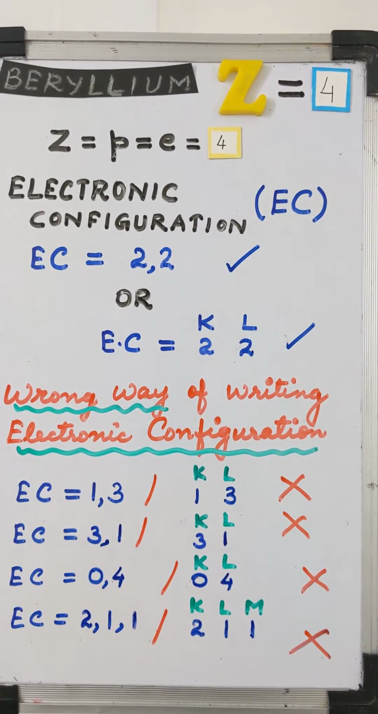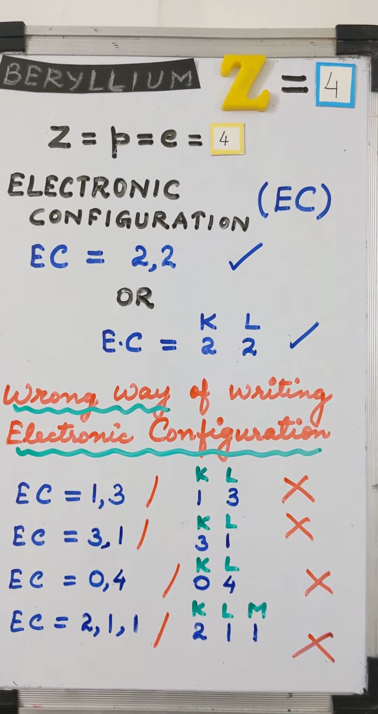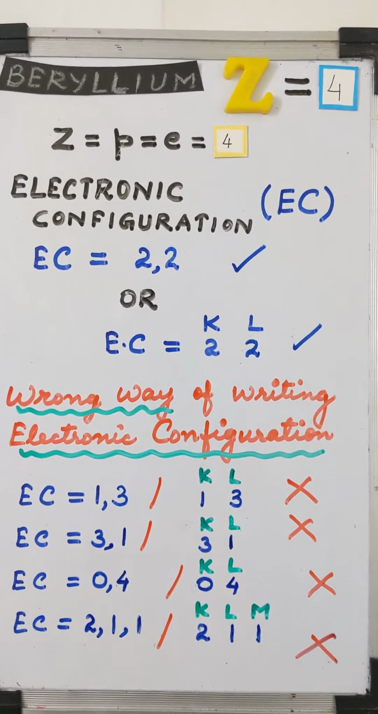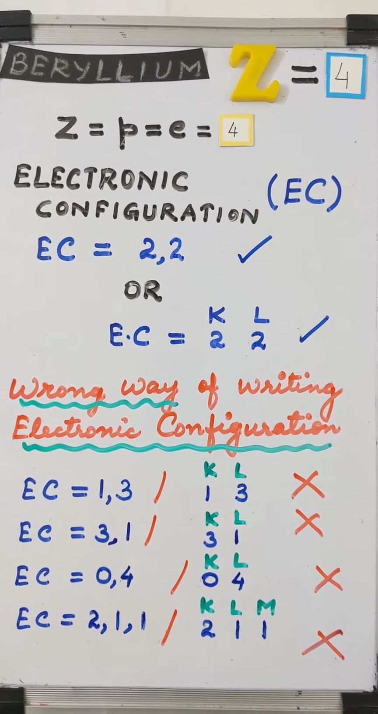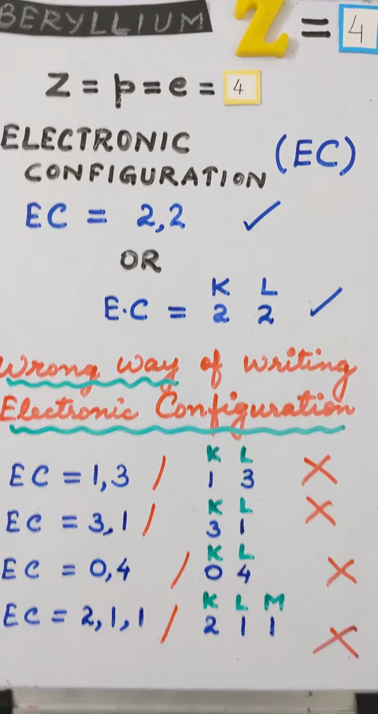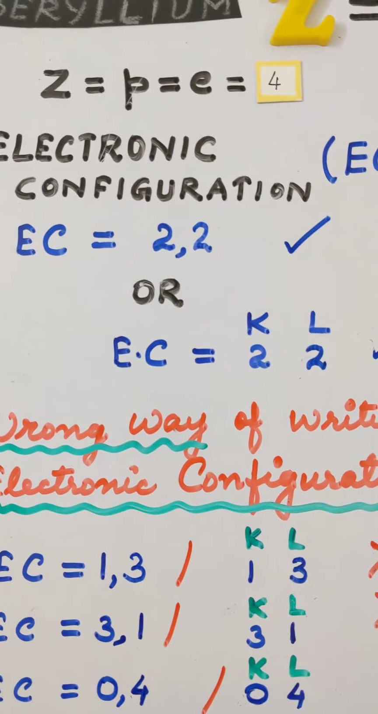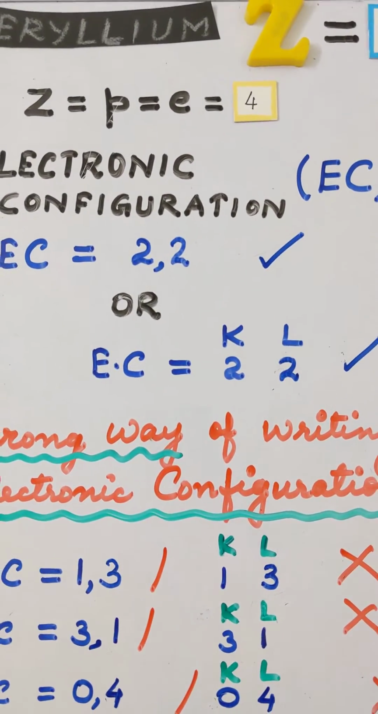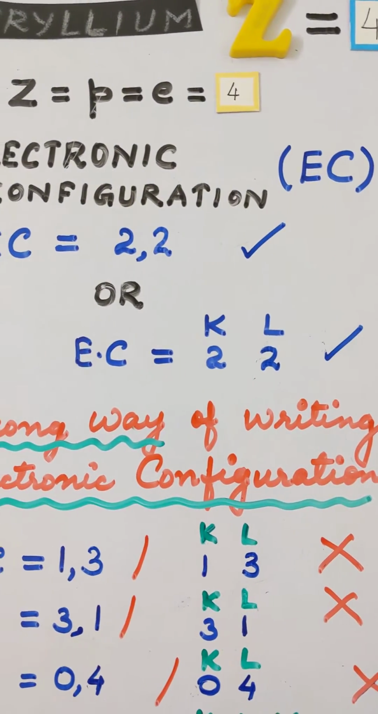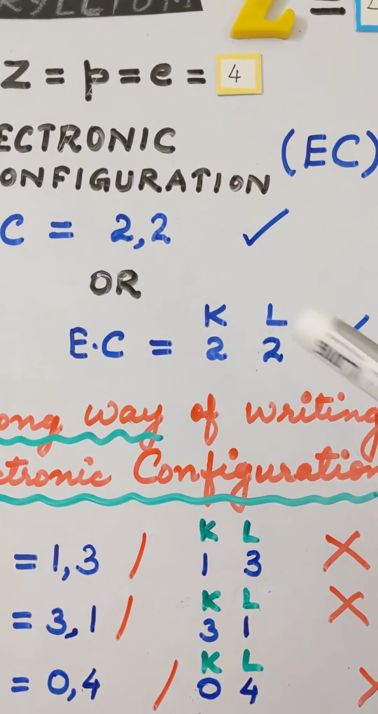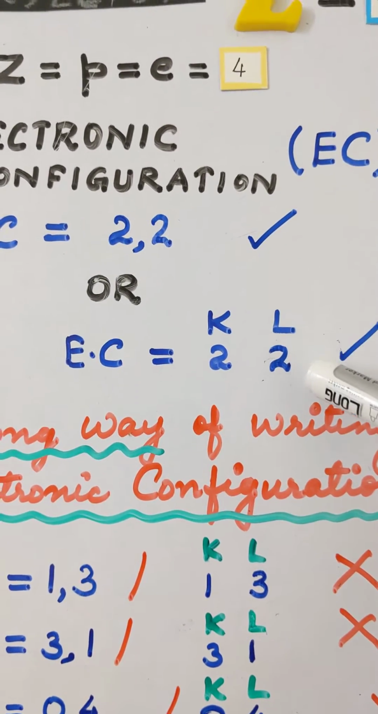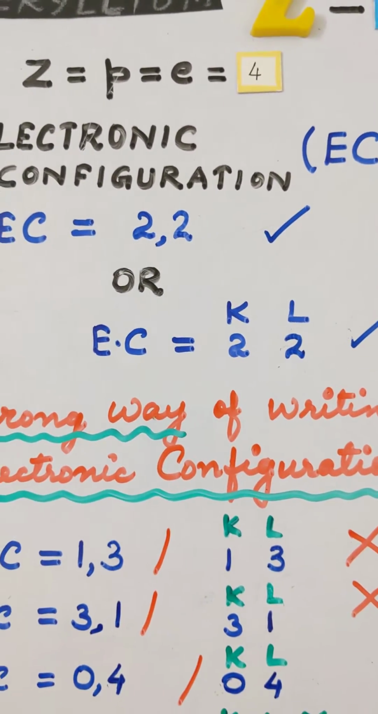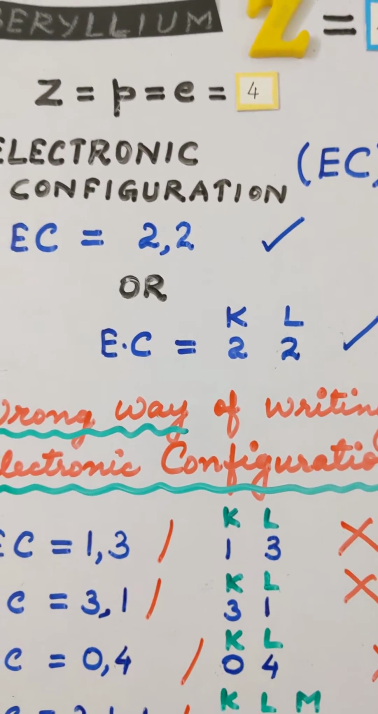Let us now try to write the electronic configuration for the fourth element, that is beryllium. It has an atomic number of 4 and the number of electrons in beryllium are also 4. So its electronic configuration is simply 2 electrons, that's the maximum strength in the first shell, and 2 electrons in the L shell. That means we can write it as 2, 2, or 2 below K and 2 below L. This is the correct way of writing the electronic configuration for beryllium.